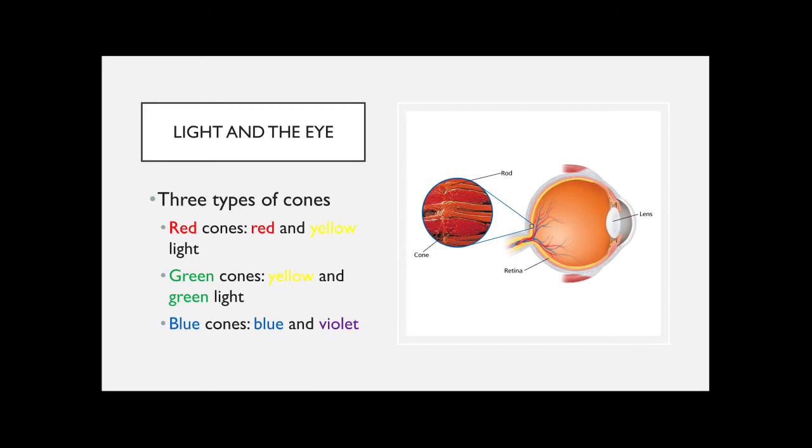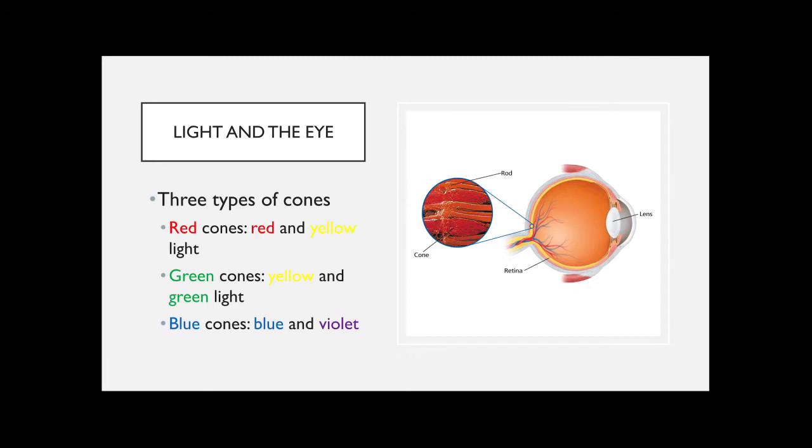Now, there are 3 types of cones, right? So remember, cones are the ones that are sensitive to bright light. There's actually millions of cones in just 1 millimeter of your eye. But there's 3 types of cones. There's red cones, green cones, and blue cones. Make sure you know the difference between these cones.